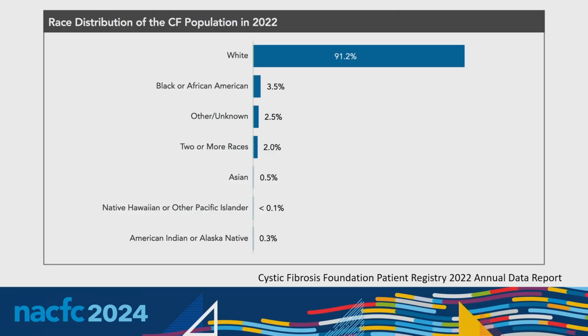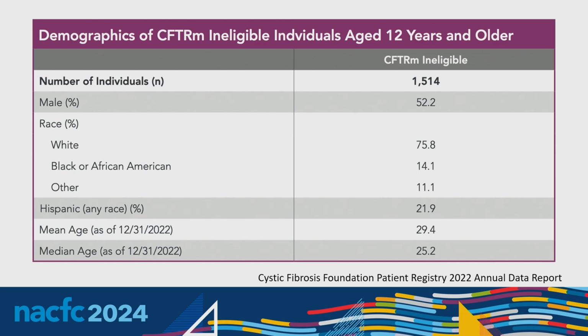And then, of course, there's disparities in the community. So while the race distribution of the CF population of the 2022 data report was 91.2% white, 3.5% Black or African American, and going down the list on this slide, the distribution among people who are not eligible for modulators is very different, where it's now 75.8% white and 14.1% Black or African American. Hispanic, of course, can bridge across races. So in the registry, about 10% of all patients are Hispanic, but of those ineligible it is 21.9%.